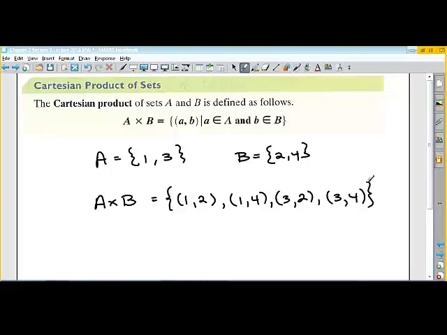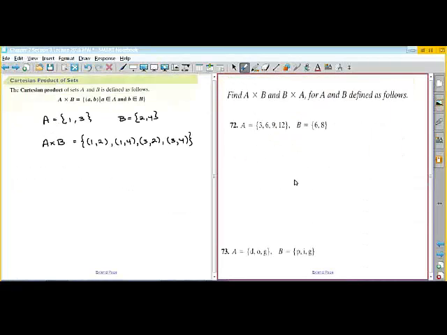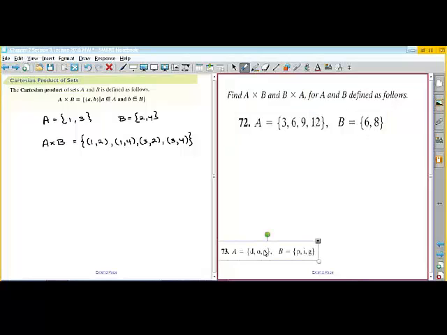So let's look at one more example. I usually put one of these on the test, so make sure you know how to do it. So here we have set A, the numbers 3, 6, 9, and 12. Set B is 6 and 8. So since we have 4 elements and 2 elements, 4 times 2 is 8, we're going to have 8 ordered pairs.